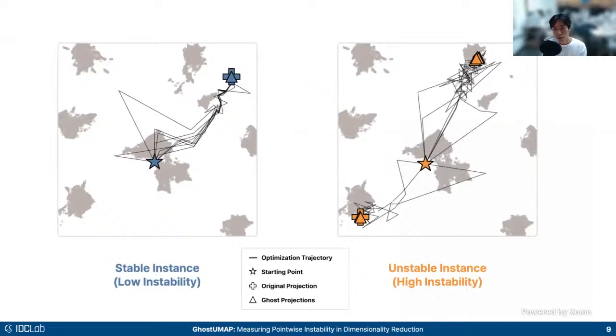This is the result of Ghost UMAP. The star symbol represents the starting position of each point, while the cross and triangle symbols represent the final locations of the original and ghost projections, respectively. On the left, the original and ghost points converge to the same location, indicating low instability. On the right, the original and ghost points are separated into two distinct groups, indicating high instability.